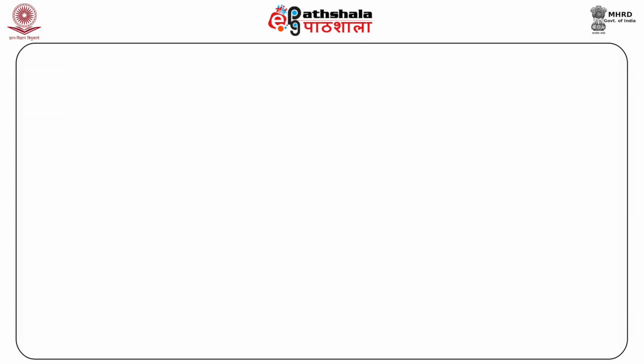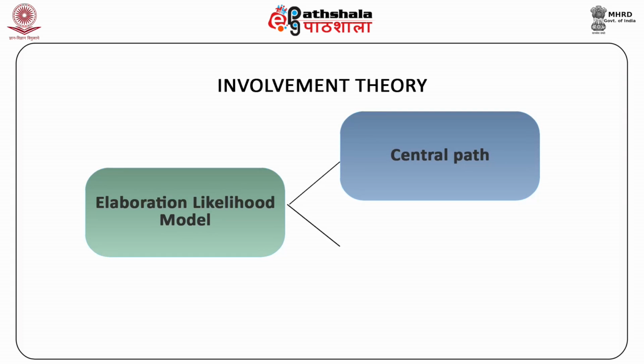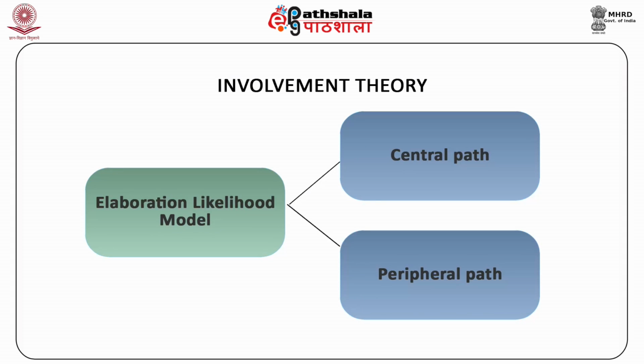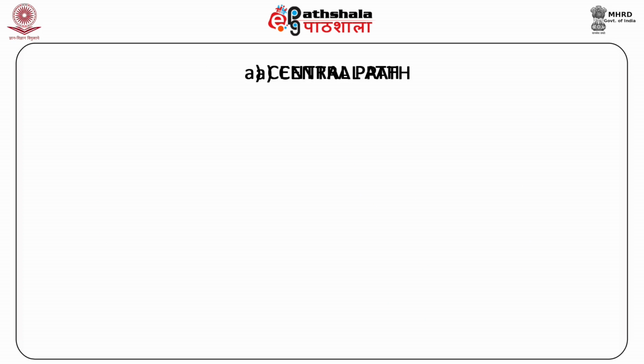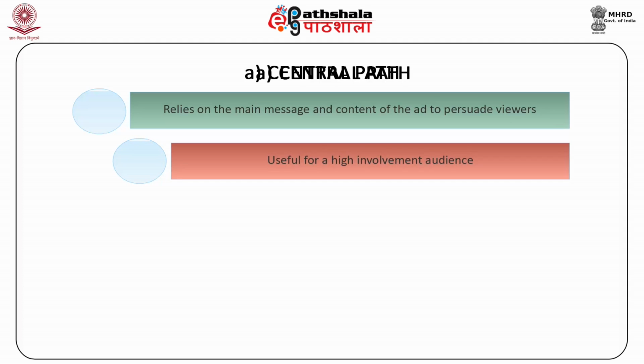The third component of advertising message is involvement theory. Involvement theory is based on the elaboration likelihood model, ELM, that portrays two paths to touch the audience's mind, a central path and a peripheral path. The central route relies on the main message and content of the ad to persuade the viewers. This route is useful for a high involvement audience.